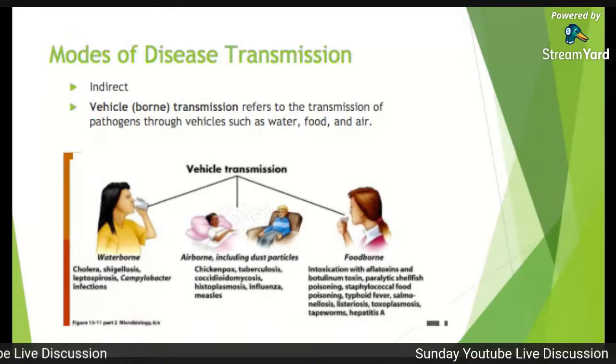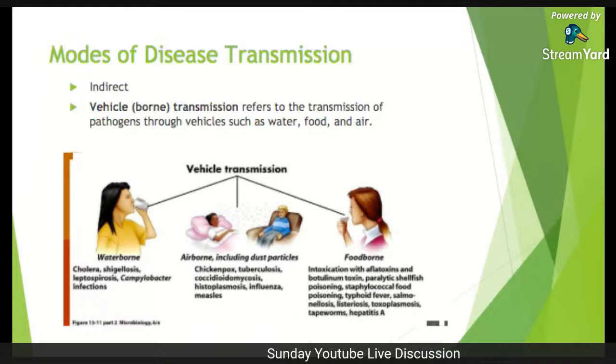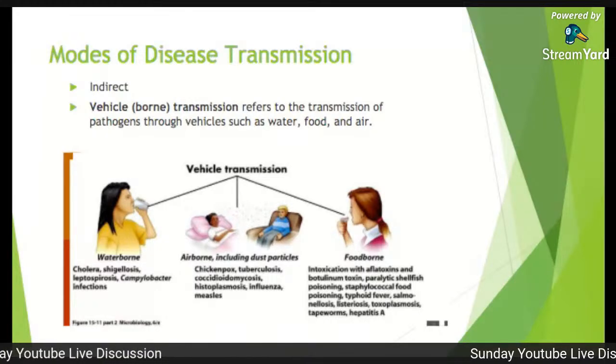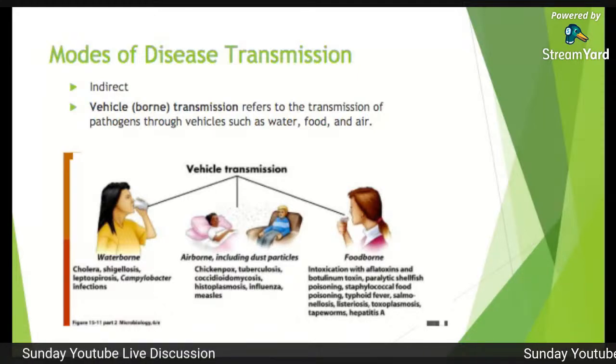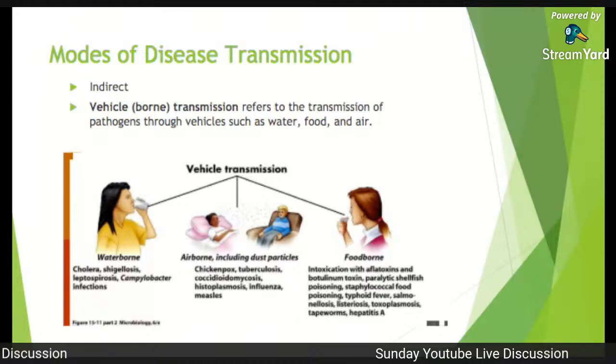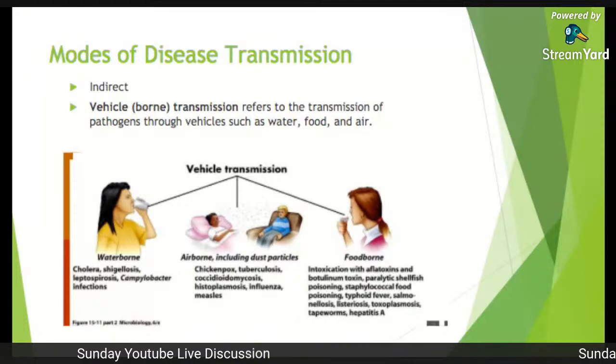Now we're going to talk about indirect transmission. So indirect, there's vehicle transmission. This is where pathogens are transmitted through some type of vehicle, such as water, food, or the air. So you have waterborne, you have airborne, including dust particles, and then you have what is called foodborne.